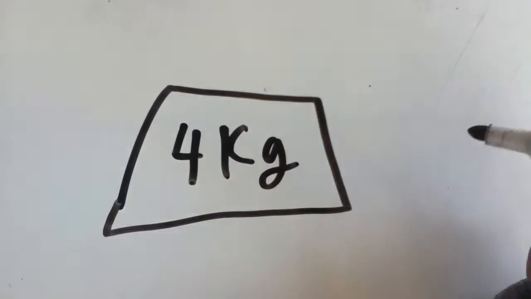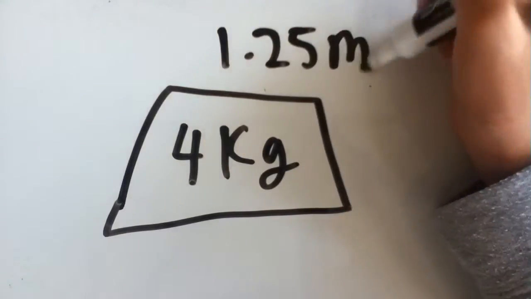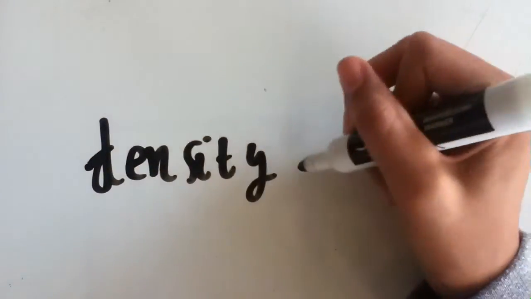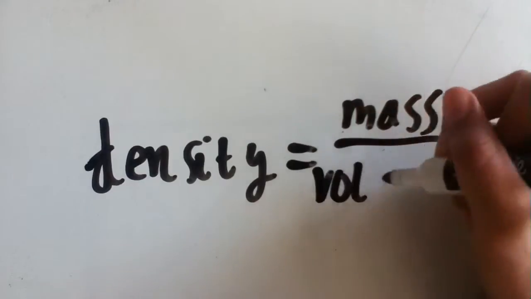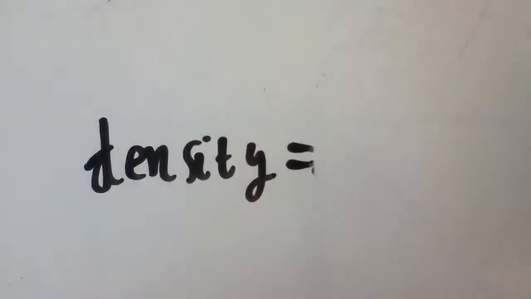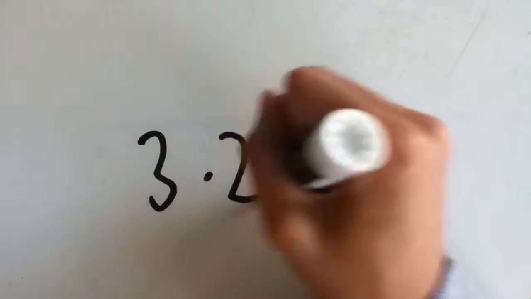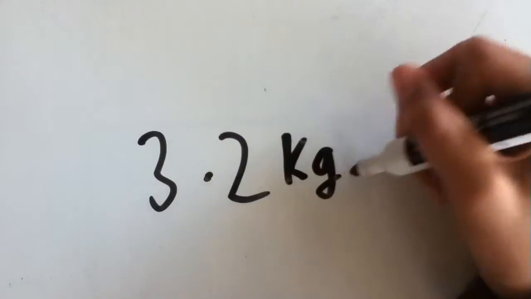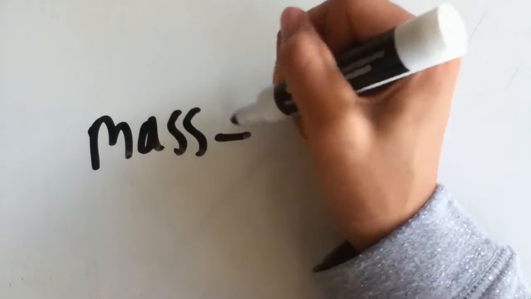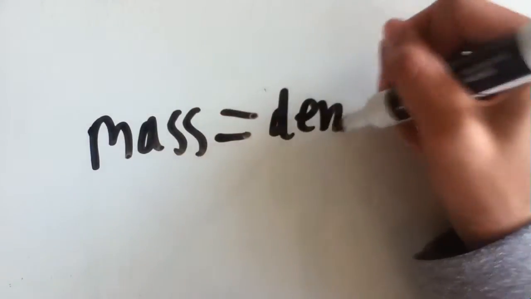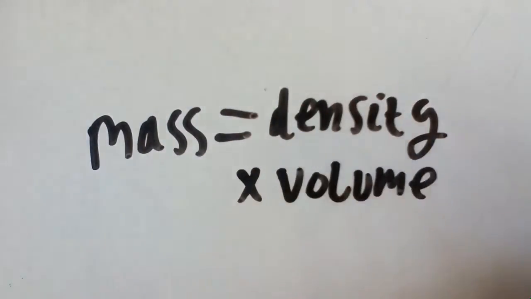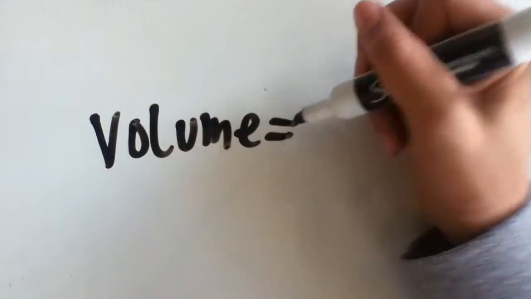For example, you could get this question. Work out the density of a 4 kg lump of metal with a volume of 1.25 meters cubed. To work this out, you need to divide the mass, which is 4 kilograms, by the volume, which is 1.25 meters cubed, to get the density, which is 3.2 kilograms per meter cubed. As well as the speed equals distance divided by time equation, this equation can be rearranged to find out the mass by multiplying density by volume, and you can rearrange the equation to find out the volume by dividing mass by density.